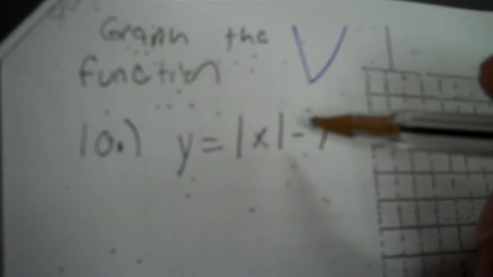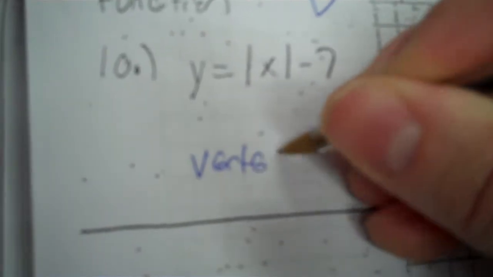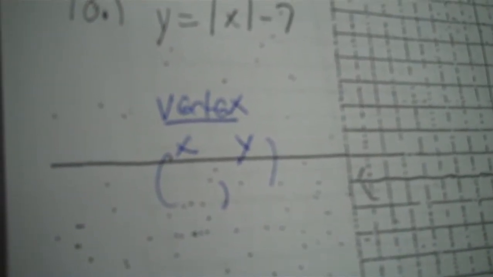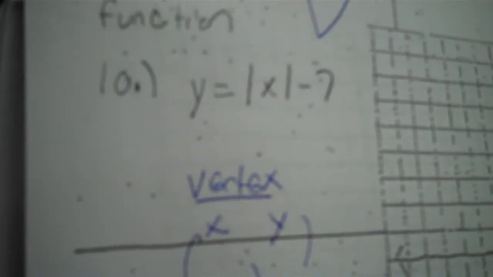Now, we have y equals the absolute value of x minus 7. It makes a V. We have to find what's known as the vertex. That's the middle of the V. It's where the V changes direction. It's an xy coordinate. Now, there's a formula you can know. You can do one of two things. Here's the formula that works every time.